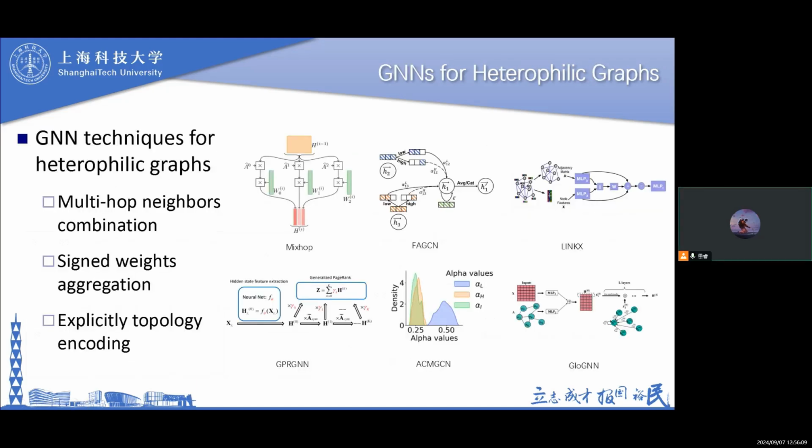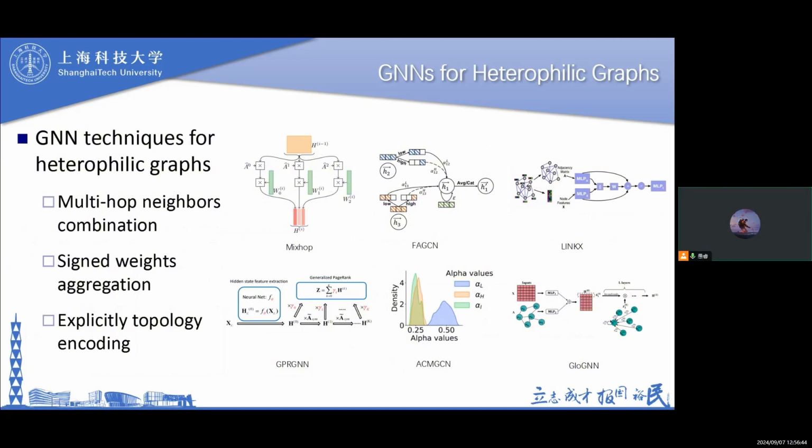To address the shortcoming of traditional GNNs, many GNNs are designed for heterophilic graphs. Firstly, they can use multiple neighbors in aggregation. Secondly, we can use signed weights in aggregation to distinguish the nodes from the same class and different classes. Thirdly, and most importantly, we can use topology explicitly.